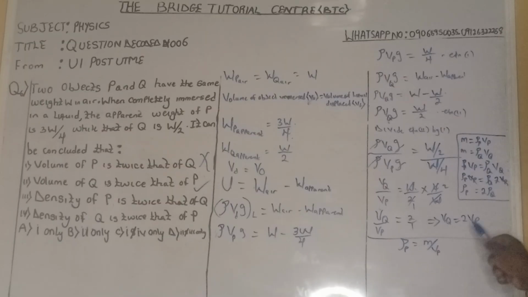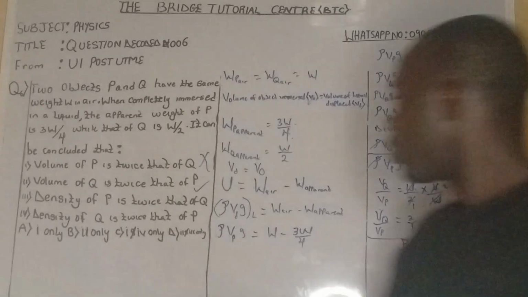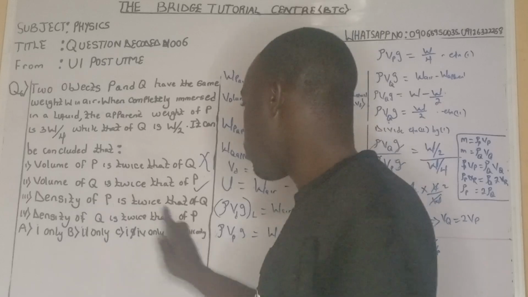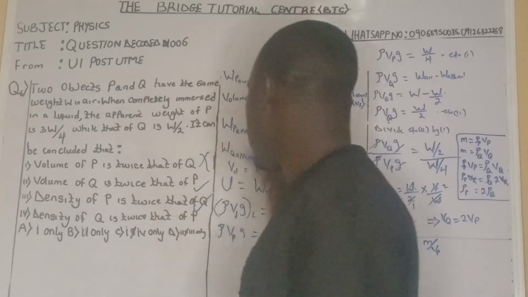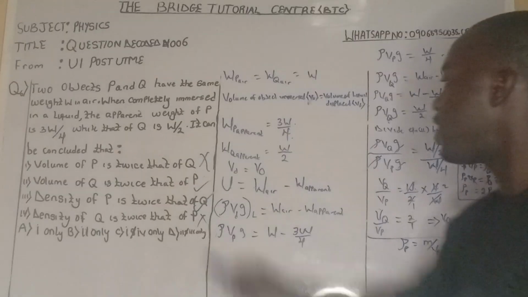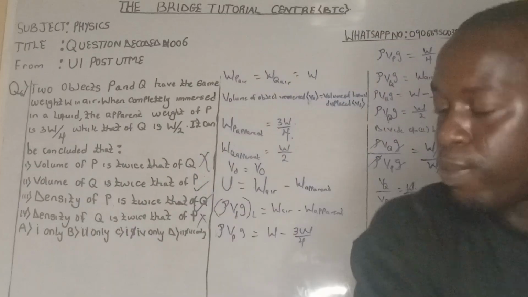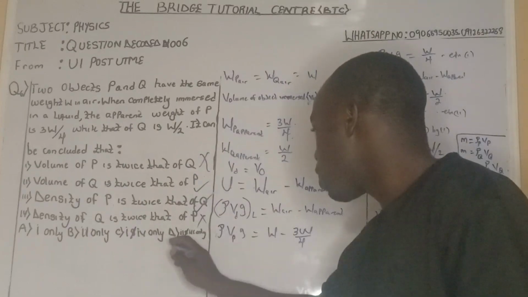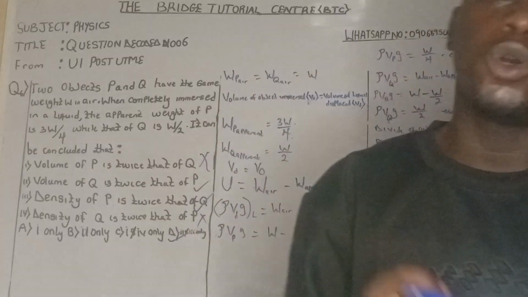So where is that one? Density of P is twice that of Q. So you can see Roman 3 is also correct, and definitely this one is wrong. So what are the correct options, everybody? Roman 2 and Roman 3. Hence our correct option is D.